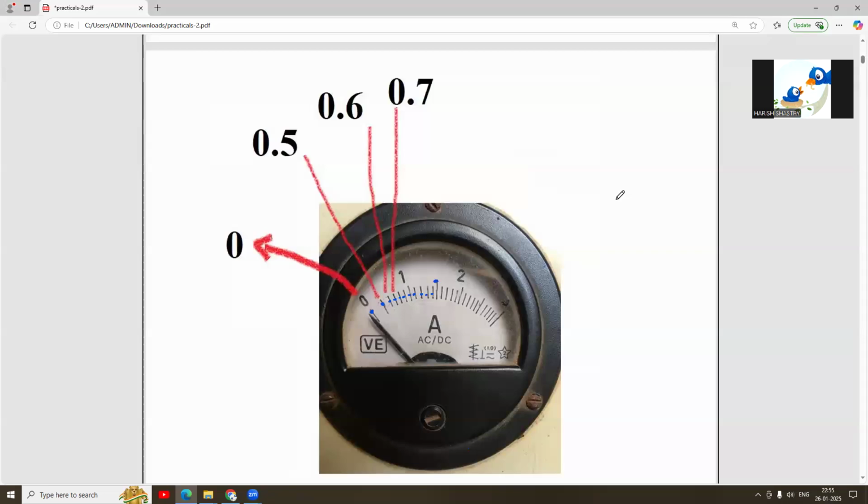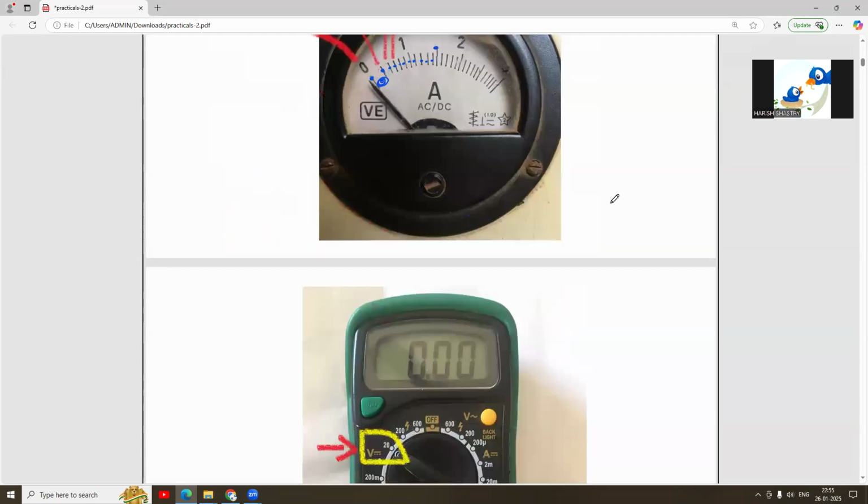So this is a different type of scale. In all the other ammeters and voltmeters, you have a linear scale. There is no difference in such readings. Here only, in between these two, there are no divisions. So take care of it.